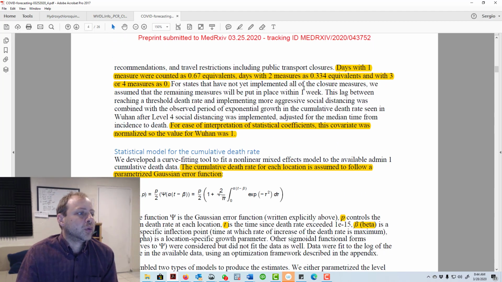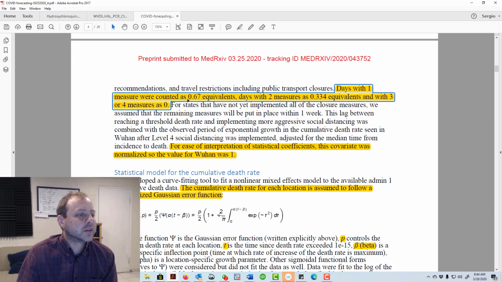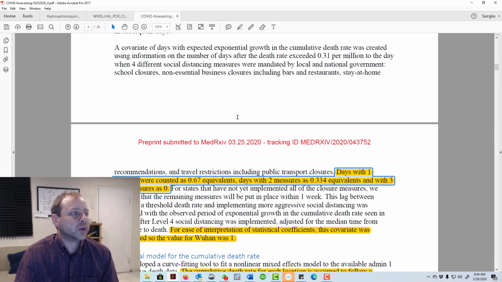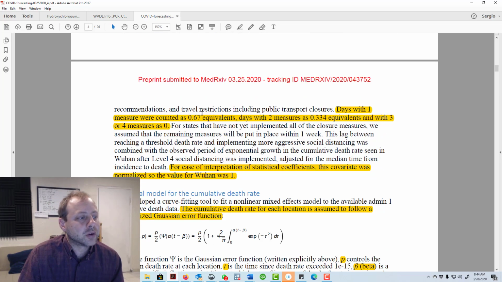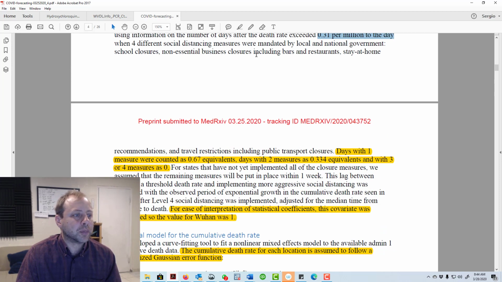Then you look at the total number of days that have different measures of growth rates, right? And that's kind of what this is alluding to here. The exponential growth of the cumulative stress was created by using the information on the blah, blah, that exceeded some measurable level. So now we're looking at this one measurable level, and then we modify those growth rates based on whether or not these particular restrictions are implemented. Closing of bars and restaurants, stay-at-home recommendations, travel restrictions.